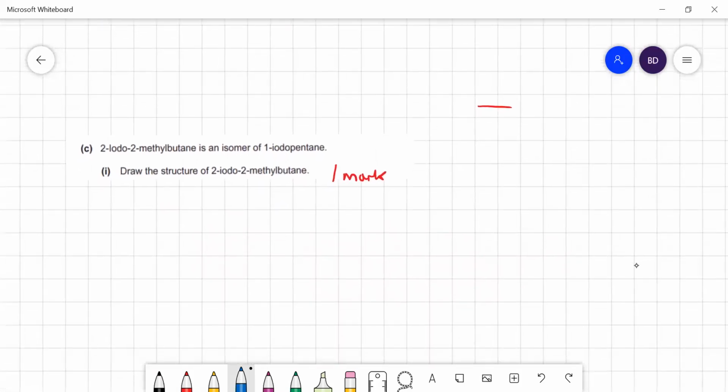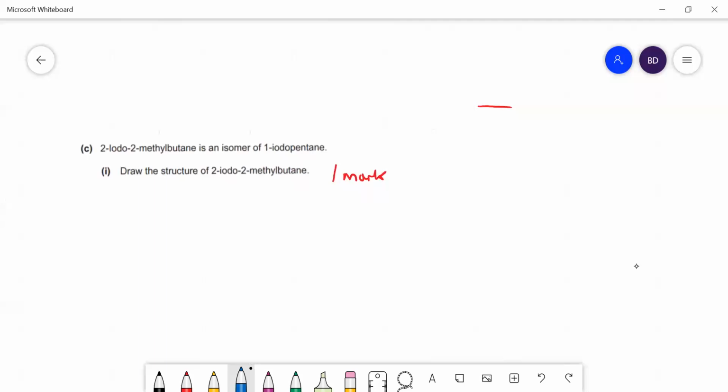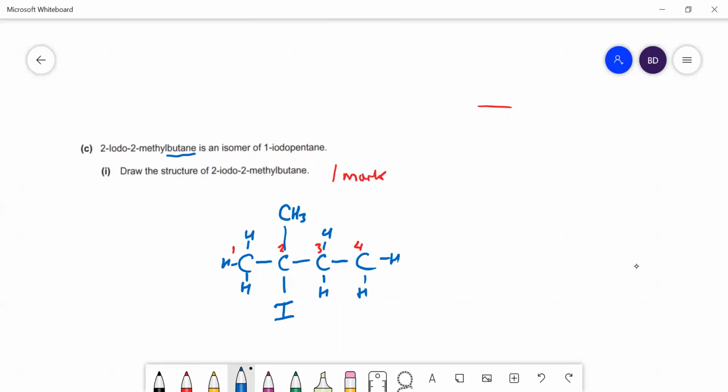2-iodo-2-methyl butane is an isomer of 1 iodopentane. Draw the structure. Well, I'll start off. It's methyl butane. We'll draw butane first, so 4 carbons in a row. On carbon atom number 2, 1, 2, 3, 4, we've got a methyl group. So let's put that on there. And we've got an iodine on that one as well, so draw an I there. And then we just need to put our hydrogens elsewhere. That is the isomer.